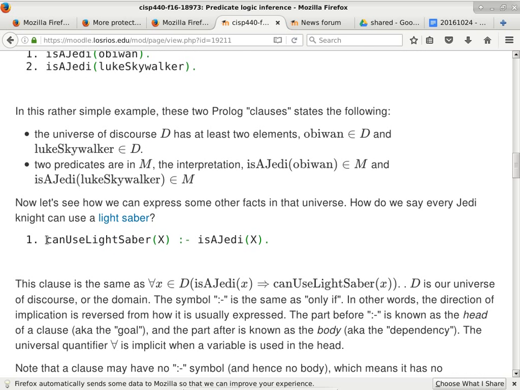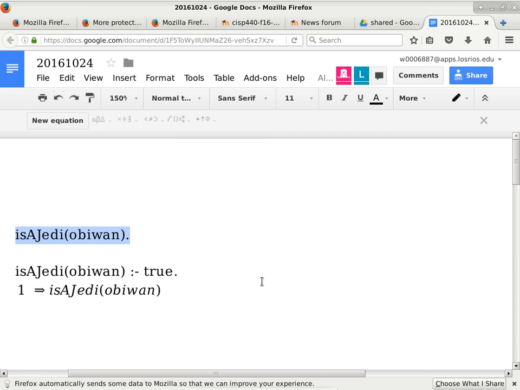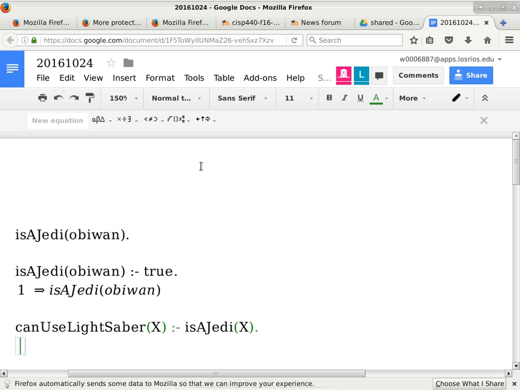So in this case, we can use a rule like this. Now remember, you have to read the rule backwards. So this is basically saying, if X is a Jedi, then X can use a lightsaber. In other words, when you look at this particular clause in Prolog, it really is stating the following as a logical statement.